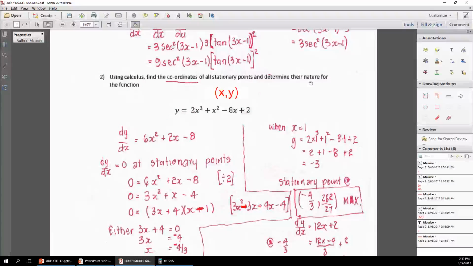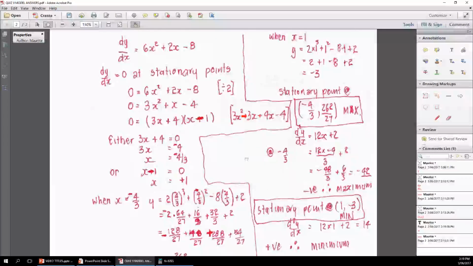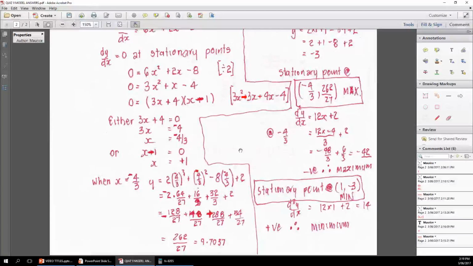Now the question asks us to determine their nature. So that's when we do the second differential, and we know that if the second differential is positive, then we have a minimum. And if the second differential is negative, then we have a maximum. So let's have a look at negative 4 on 3. We put that into 12x plus 2, and that's going to be a negative all day. So we must have a maximum there. So we can say at negative 4 over 3, 262 over 27, we have a stationary point or turning point, it's a maximum. And then we put x equals 1 into the equation, and that's going to be positive all day, every day. So we have a stationary point at 1, negative 3, and that's a minimum.